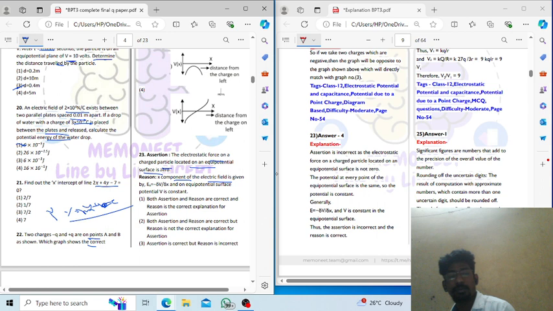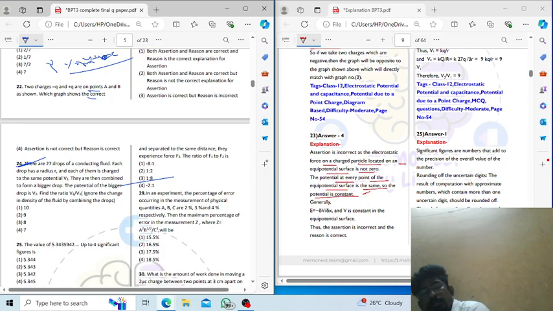Okay, now question 24. Each drop of radius r is charged to the same potential V1. They are combined to form a bigger drop. So the potential of the bigger drop is V2. So first of all, what formula is used?